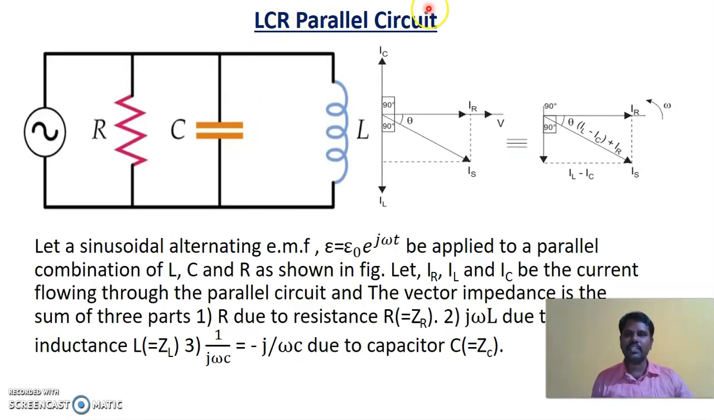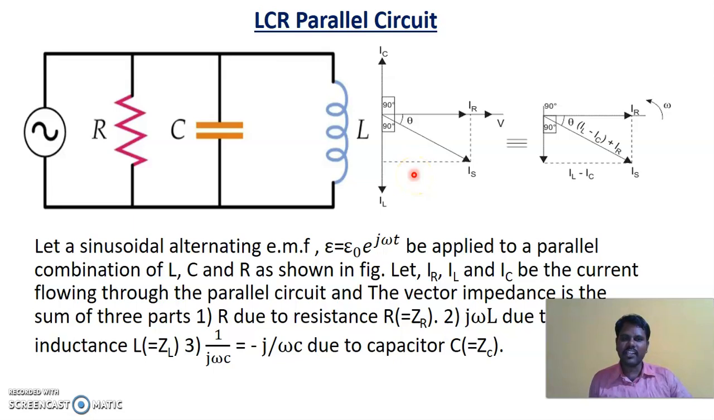LCR parallel circuit. Let us consider a resistance R, capacitance C, and inductance L connected in parallel to an external AC source with a voltage epsilon is equal to epsilon naught e power j omega t. Using phasor diagrams, we know that the voltage and current are in phase for resistance. Voltage leads the current in case of inductance, whereas in capacitance, current leads the voltage.